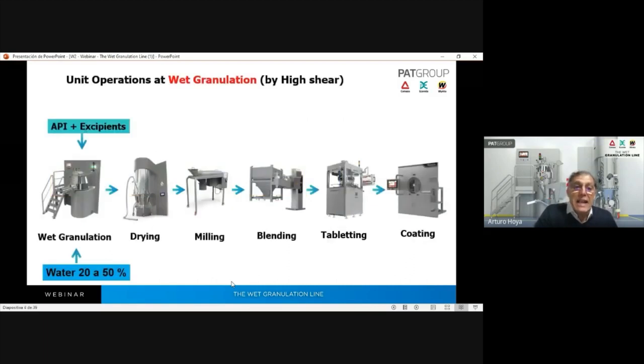This slide is the complete line to produce tablets by wet granulation. In this webinar, we will see only 3 operations of this line: wet granulation, drying, and milling. The rest of the operations will be presented in the next webinar.